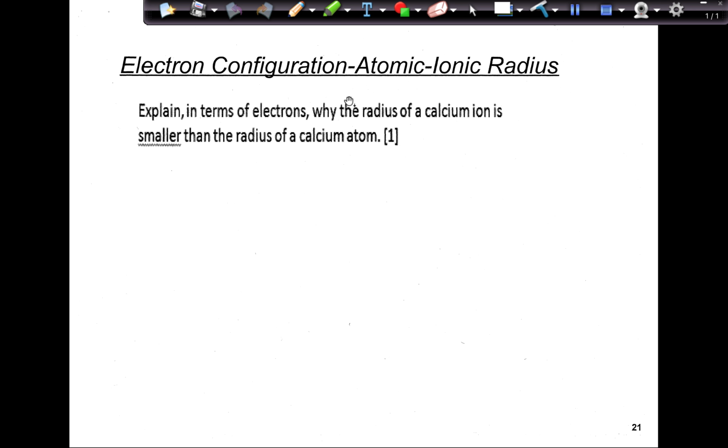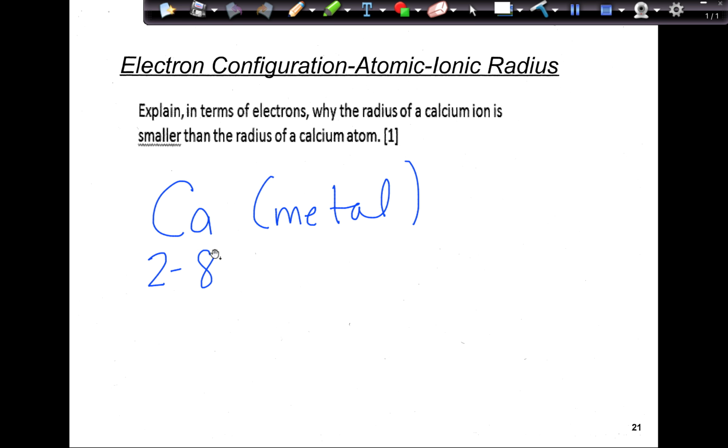When we talk about electron configuration and atomic or ionic radius, when we talk about calcium, calcium is a metal. And if we look on the periodic table, calcium has the electron configuration 2, 8, 8, 2.